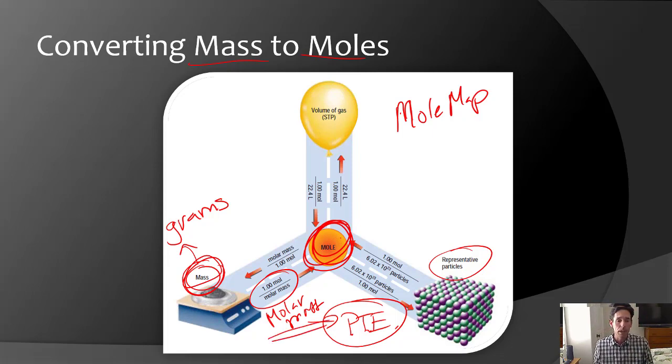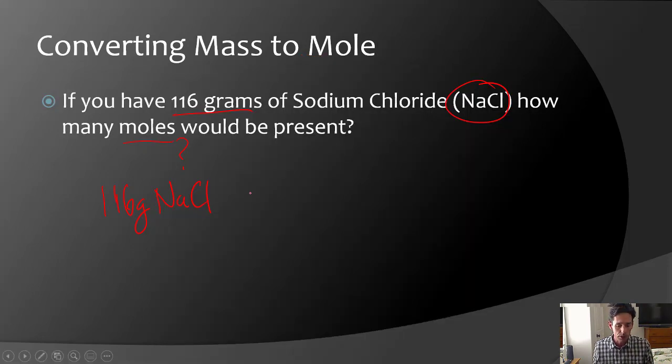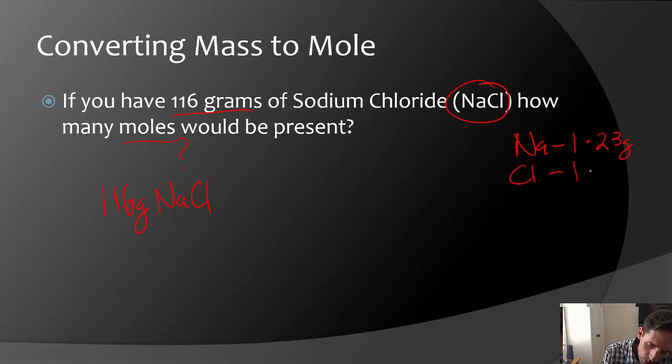Bust out your periodic tables. Find your periodic tables, and on your periodic table right now, find sodium. I'm hoping you recognize that for sodium there's only one of them, and its mass is, sorry, not 35 grams, 23 grams. Then for chlorine, you have one of them, and it is 35 grams.